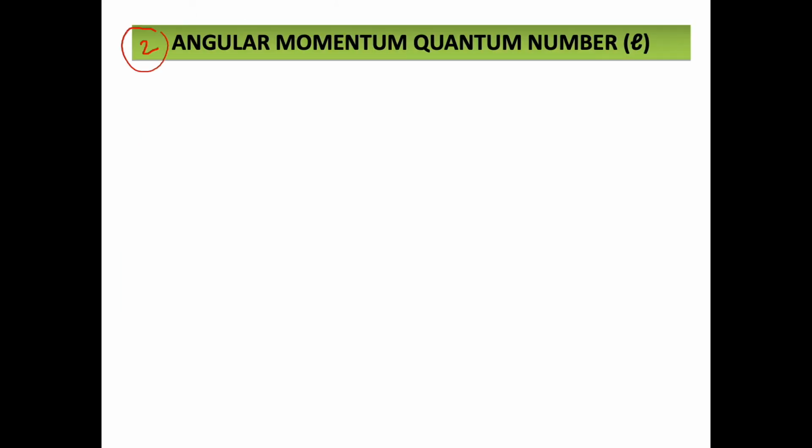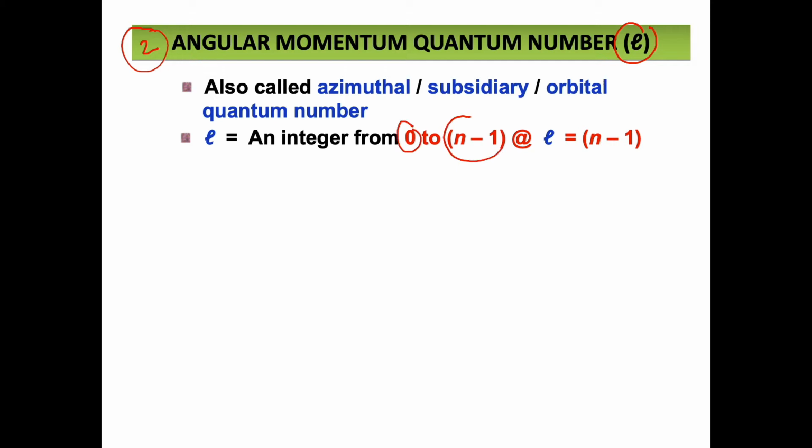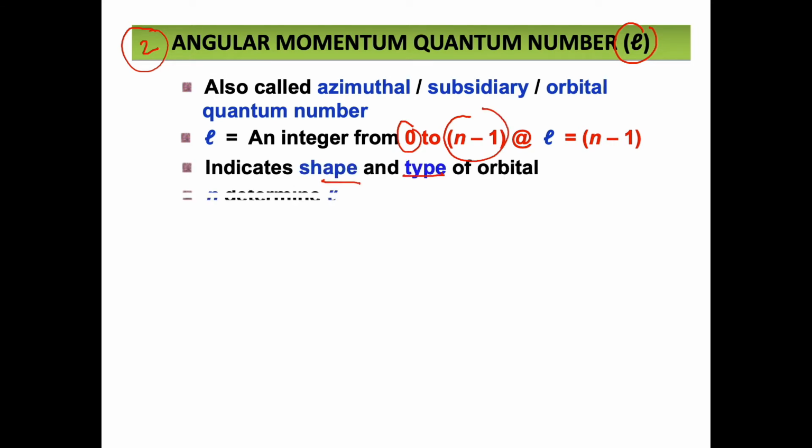The second quantum number is what we call the angular momentum quantum number, denoted as small letter l. It is also called azimuthal, subsidiary, or orbital quantum number. All of these names refer to the angular momentum quantum number. The value of l will be an integer from 0 to n-1. The l will indicate the shape and type of the orbital. The value of n will actually determine the value of l.